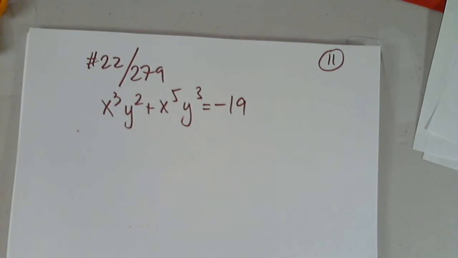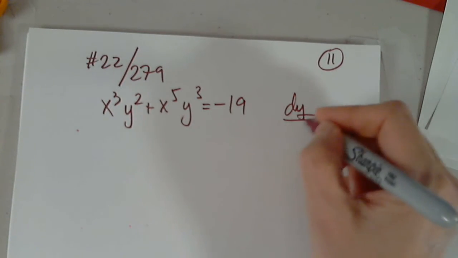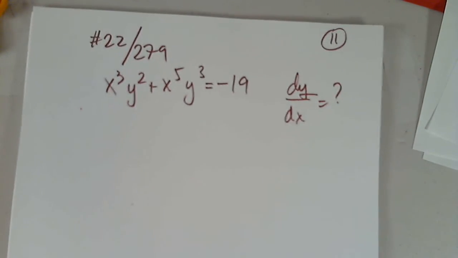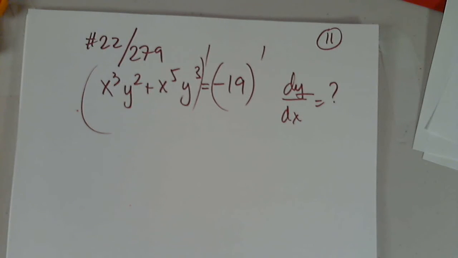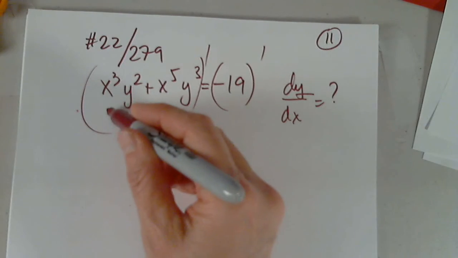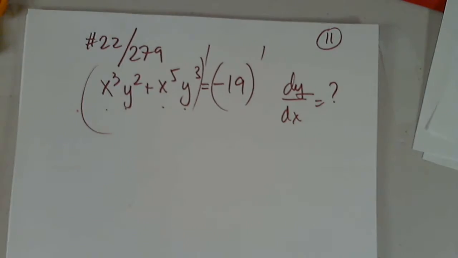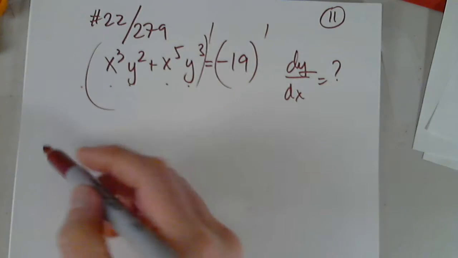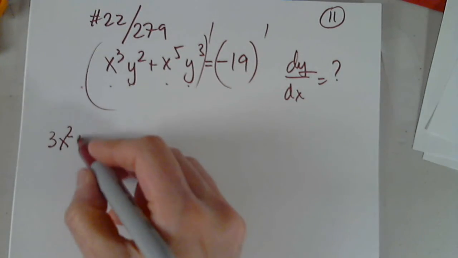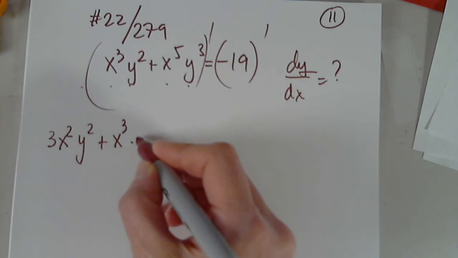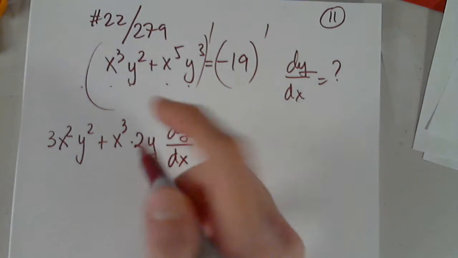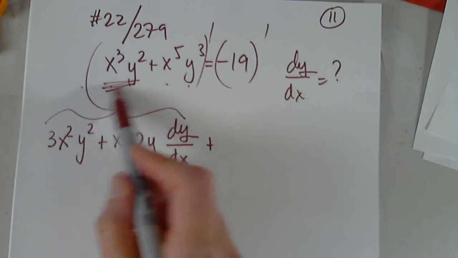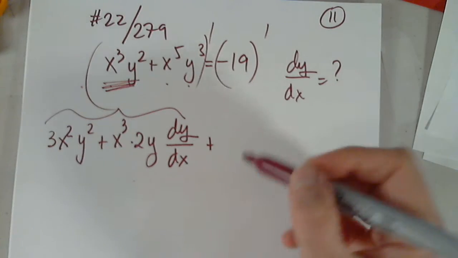No one can solve this for y. The question is the same. We want to find dy over dx, and this is our only choice here. Differentiate the left-hand side, differentiate the right-hand side, and I have to consider a product and another product. So 3 x squared y squared plus x cubed times 2 times y times dy over dx plus, so this is only this differentiated.